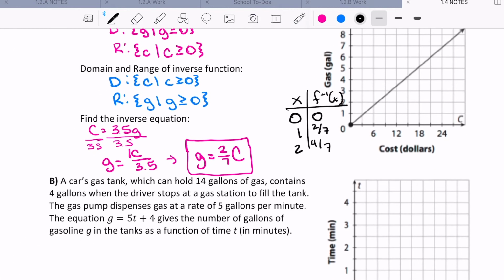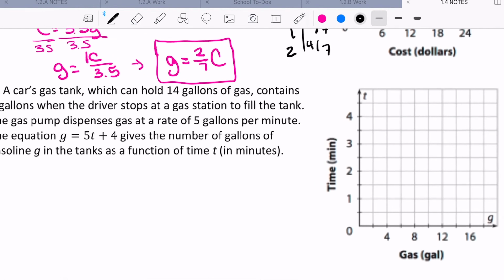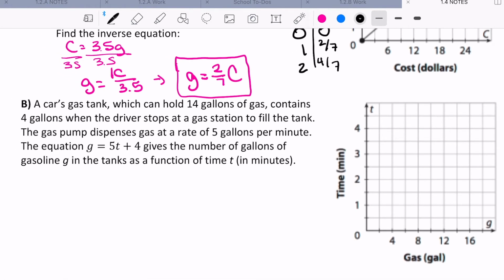Let's do one more. For B, it says a car's gas tank, which can hold 14 gallons of gas, that sounds like important information, contains 4 gallons when the driver stops at a gas station to fill the tank. The gas pump dispenses gas at a rate of 5 gallons per minute. The equation G equals 5T plus 4 gives the number of gallons of gasoline G in the tank as a function of time T in minutes.